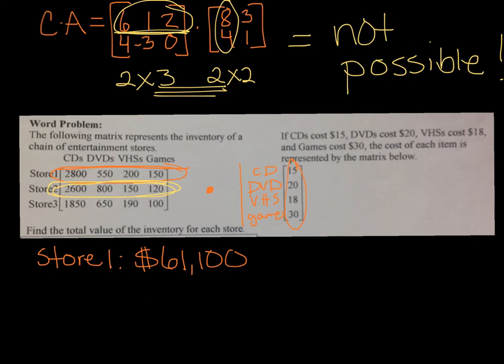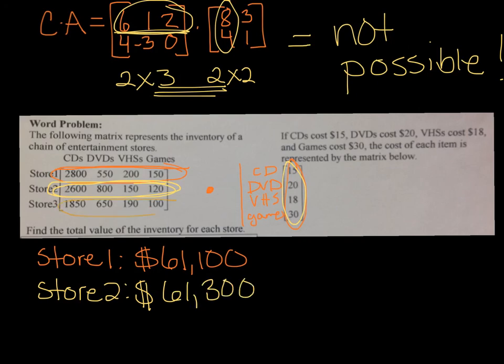All right, then you could do store 2. Multiplying your matrix, you'd go across and down, and you would multiply 2,600 times 15, because that's the CD value, 800 times the DVD value, 150 VHSs times the VHS value, and 120 times 30 for the games value, and that's all for store 2. So store 2 would be $61,300. And then store 3, you go across and down, you multiply, multiply, multiply, and you get $47,170 for store 3.